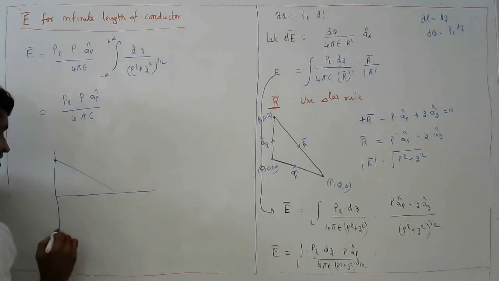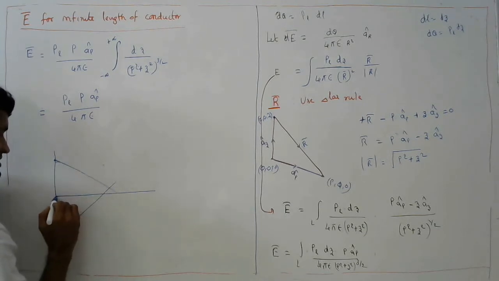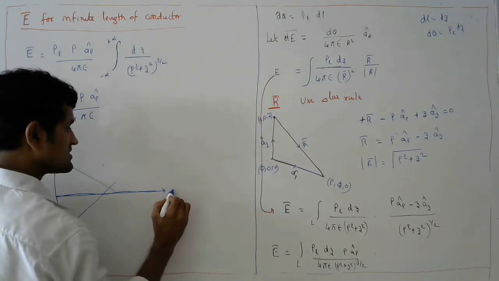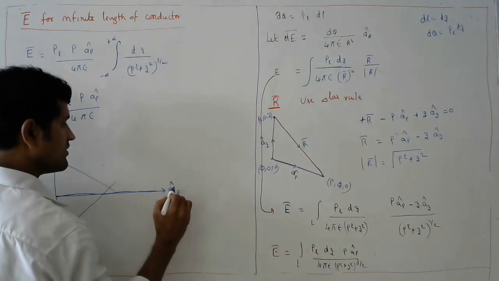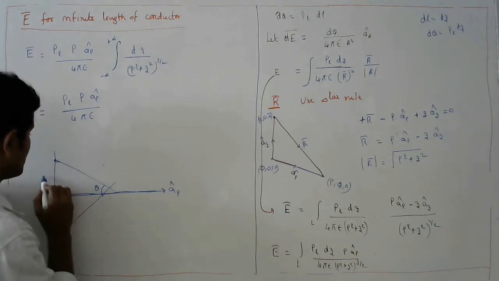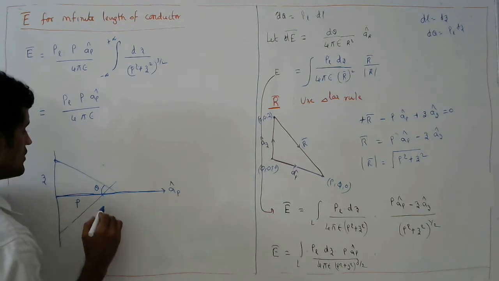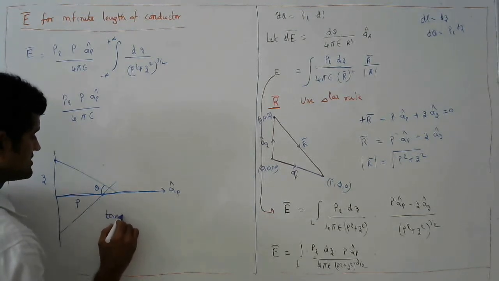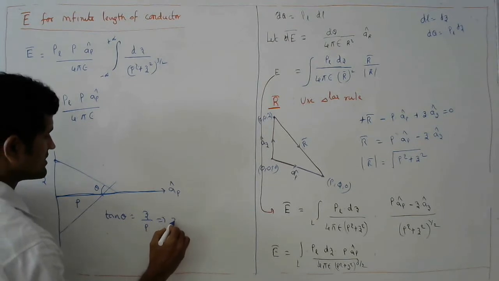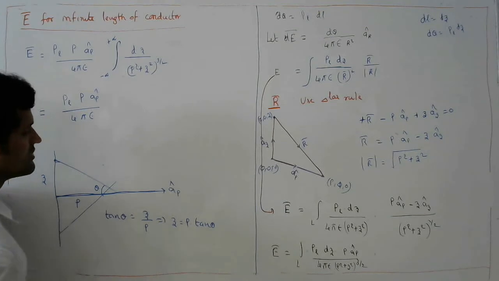Because of the flux lines existing at the same point, both will be cancelled. At the origin, the electric field intensity will travel along a rho cap. If you take this angle as theta, the distance in the z axis is z, and this is the radius of the cylinder, rho. So tan theta is equal to z by rho, and from this we can write z is equal to rho into tan theta.